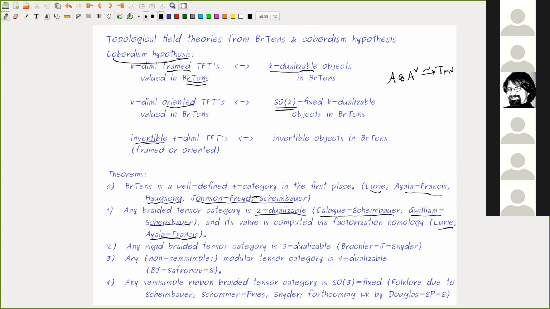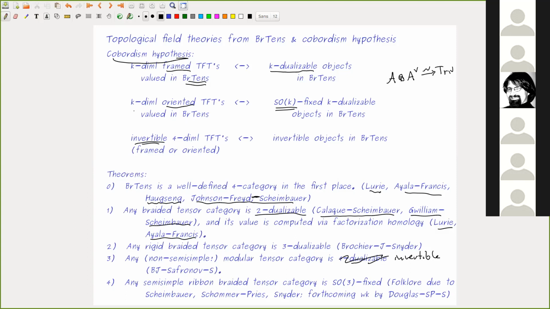I think the result that Greg was inquiring about is that if I have a modular tensor category, which need not necessarily be semi-simple, then it's not only 4-dualizable, excuse me, it's invertible. In particular, it's 4-dualizable, but the key thing is that it's invertible. And so this gives us a way to use this sort of machine to define non-semi-simple versions of the Crane-Yetter theory and of the Witten-Reshetikhin-Turaev theory as fully extended TFTs.